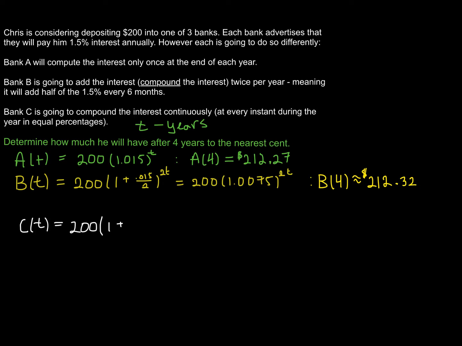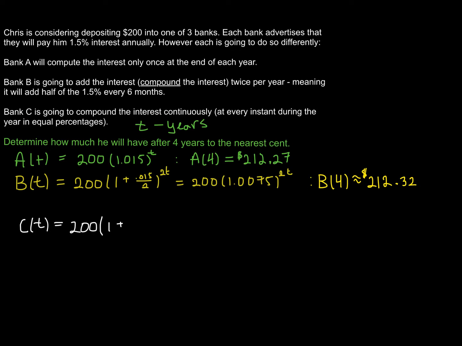All right, let's move on to C here. This is the interesting one. The difference between B and C is that C is actually going to compound your interest continuously, meaning at every instant during the year in equal percentages. So just like bank B did, it's going to take the annual interest rate and say, okay, since it's 1.5% each year, we're going to break that up into smaller components. The difference is that bank C is breaking it up into every instant.